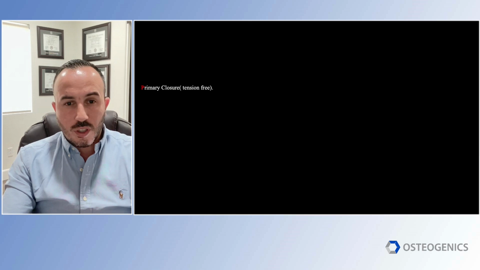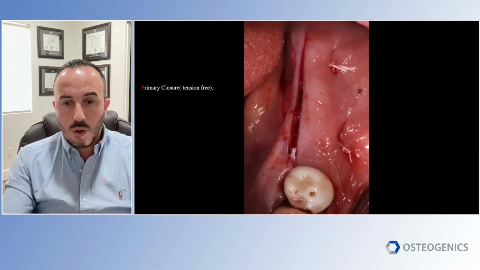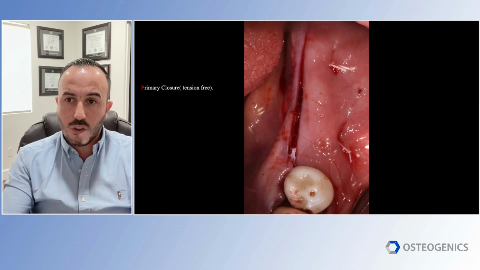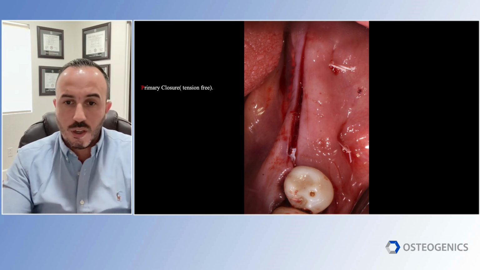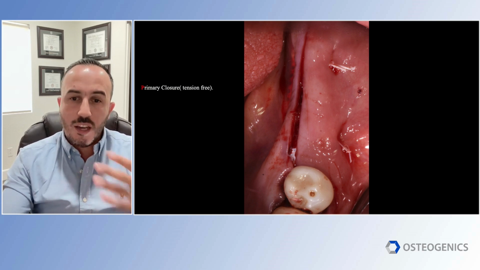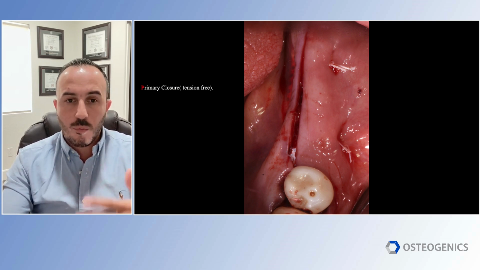So primary closure, and when we mention tension-free, we always do double layer suturing. The way that I know that I have tension-free is when I see the edges of the flap evert or almost kiss each other by the time I do my first layer of horizontal mattress. Then I know anything I put over the crestal part of the flap will be just holding things together without any tension.